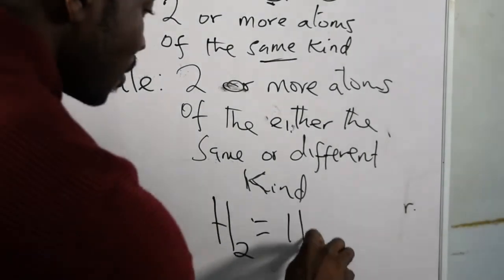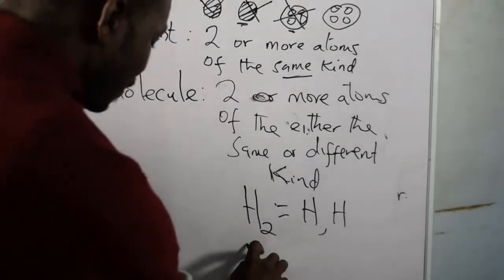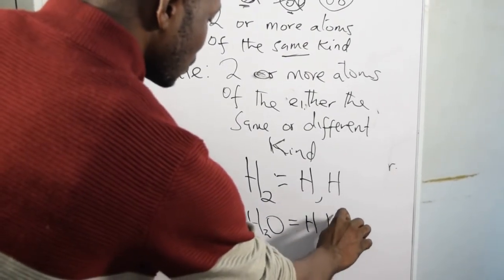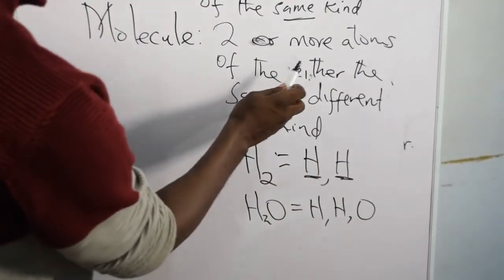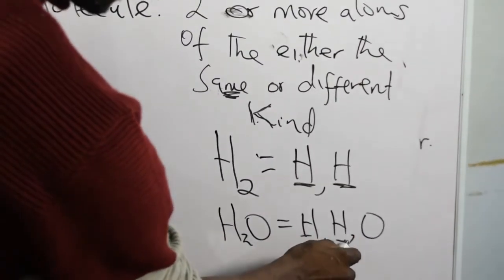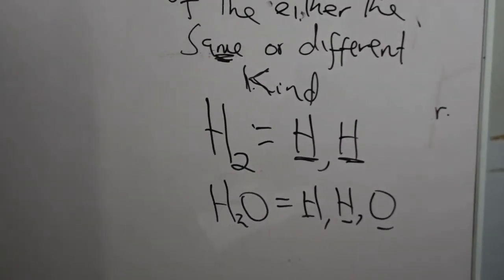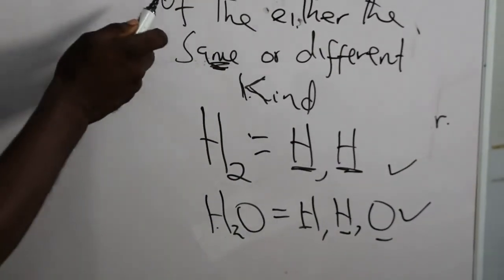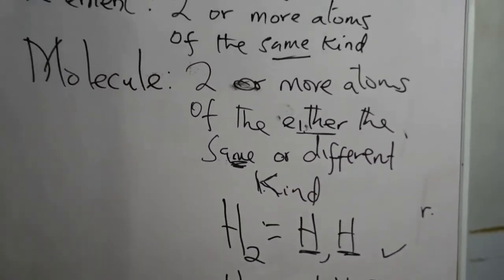Because this is the same as one hydrogen atom plus another hydrogen atom. But on the other hand, if I have H2O, that's also a molecule, and it's made up of a hydrogen atom, another hydrogen atom, and oxygen. Here, all these atoms are the same, so two or more atoms of the same kind. But when you look at hydrogen and oxygen, you find out that they are not the same. So it doesn't mean this is not a molecule, it is a molecule. But when you are defining it, make sure you bring either the same or different kind.